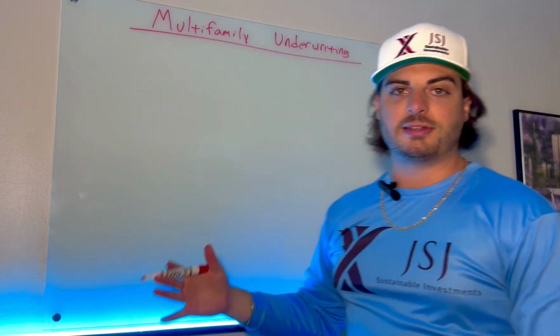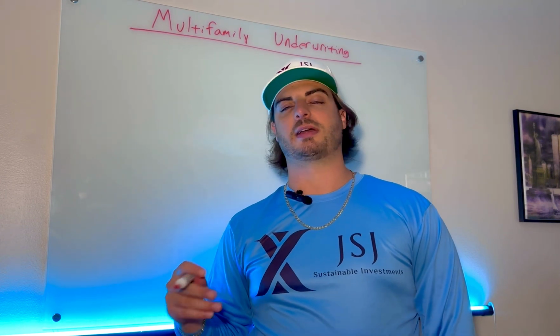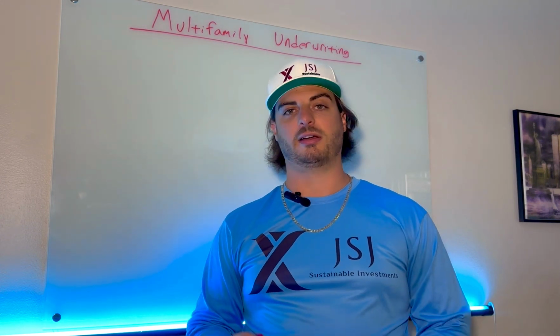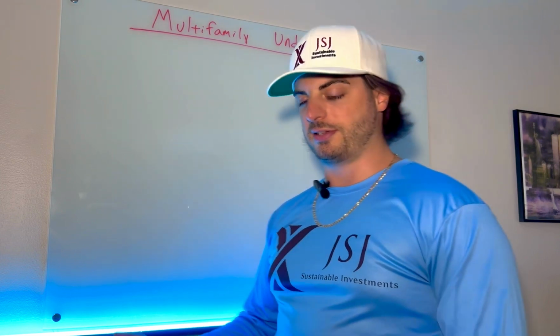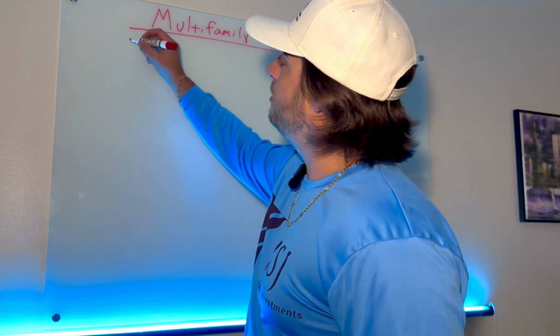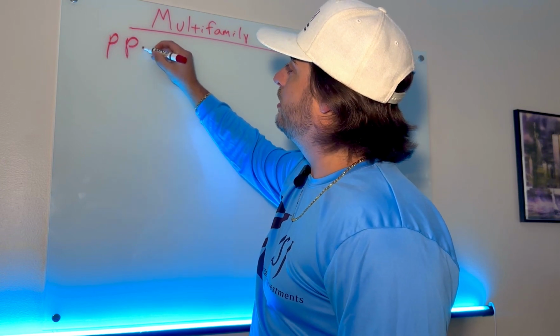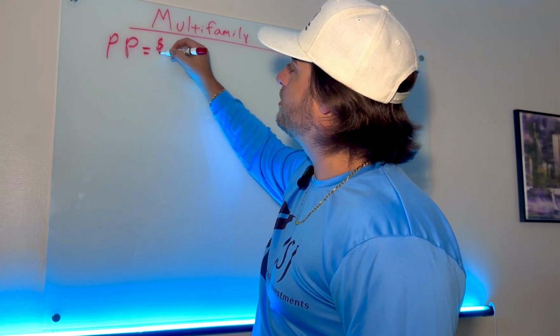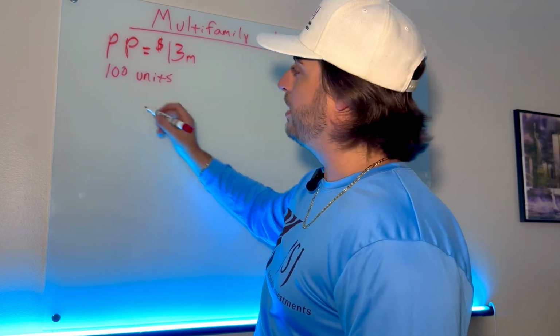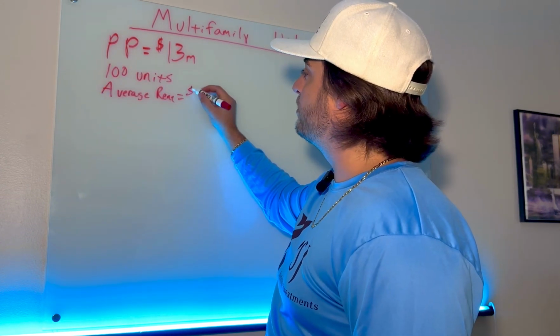So I've already underwritten this deal. I've done the math, so I'm not sitting here for 20 minutes with my calculator, but please follow along, and this is how we'll start. So in this deal, I use abbreviations. PP is purchase price, which equals $13 million. It's 100 units, and the average rent is $1,400 a month.